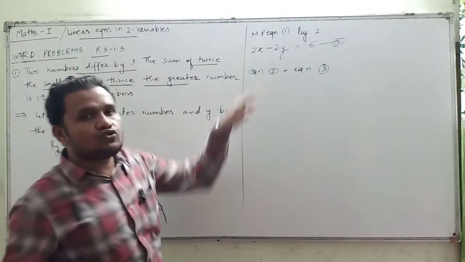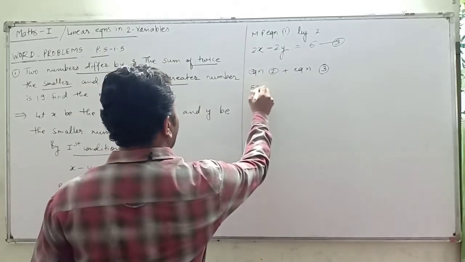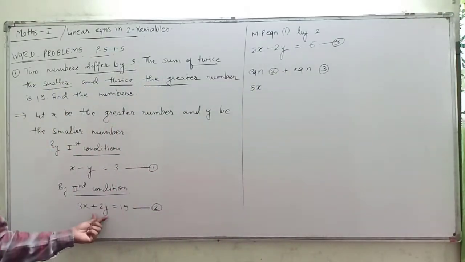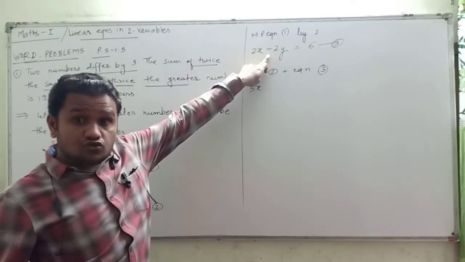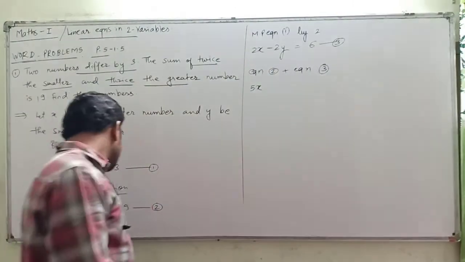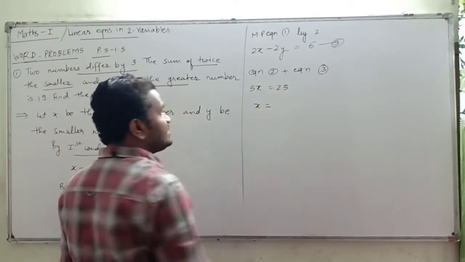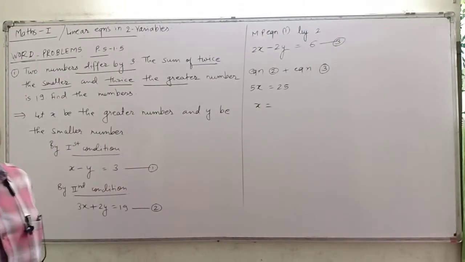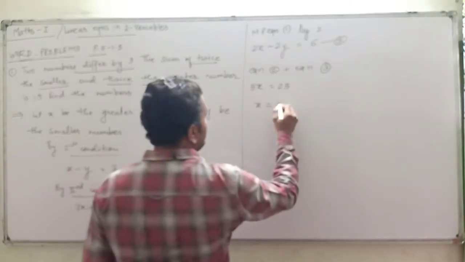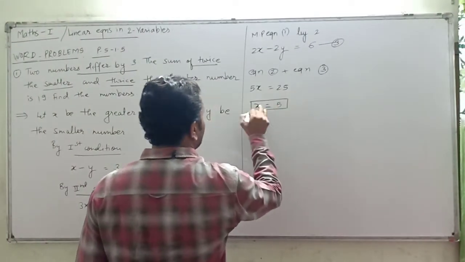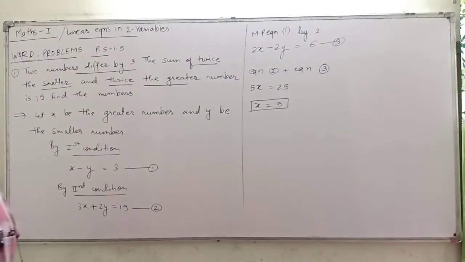3x plus 2x, 5x. 2y minus 2y get cancelled. 19 plus 6, 25. x is equal to 25 by 5, means x is equal to 5.